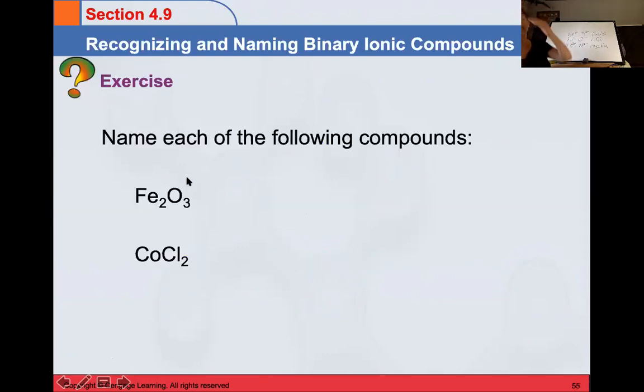So for each one of these compounds where the metallic element has a variable charge, write out the name and use a Roman numeral to indicate the charge on the metal.